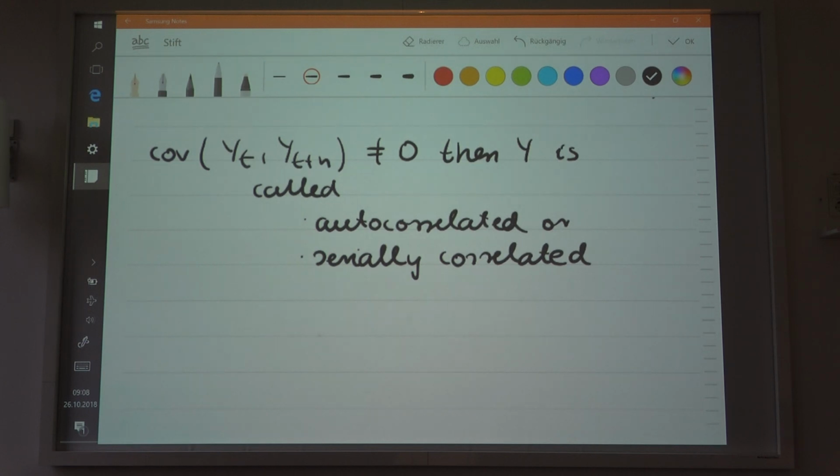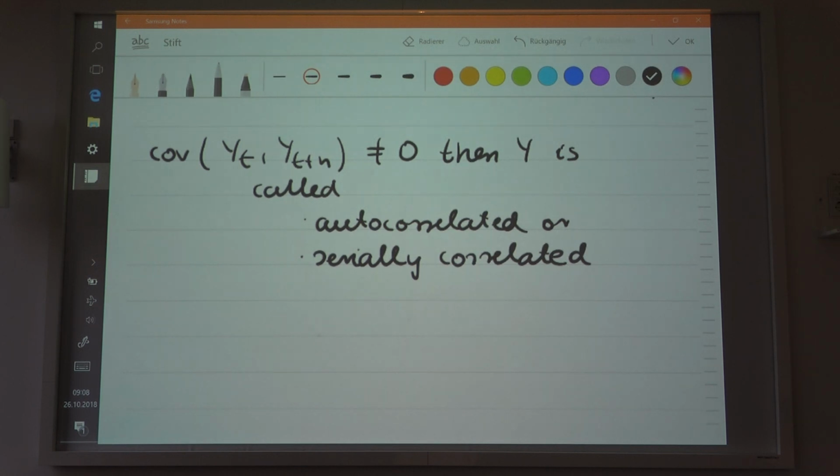So if the covariance is equal to 0, then there is no serial correlation in the process. So there is no relationship between, let's say, the current observation and the observation of the past, or the current observation and the observation of the future. So this is what it means. If that's the case, then there is no linear relationship between the observation that you're going to have in the future and the observation that you have today.